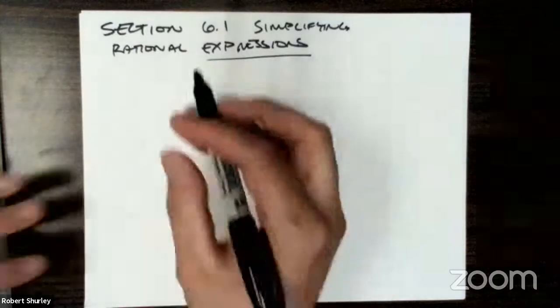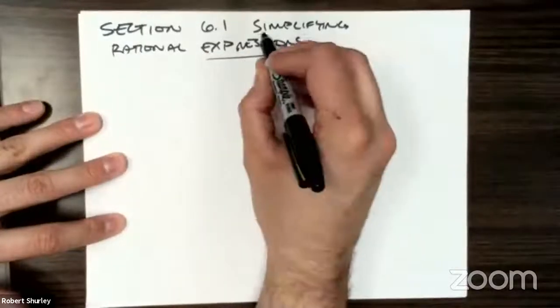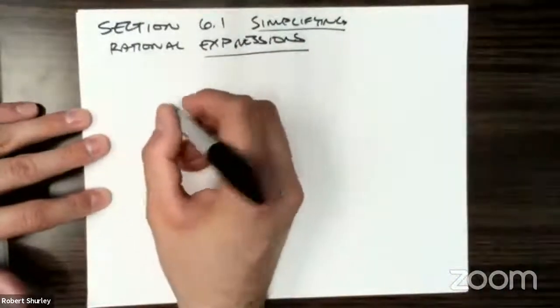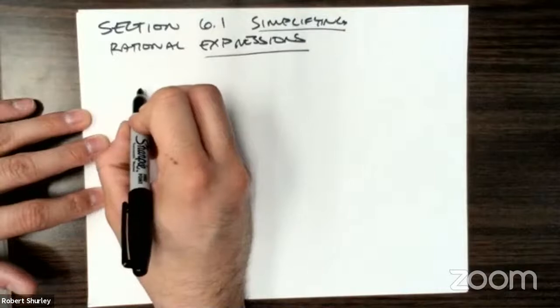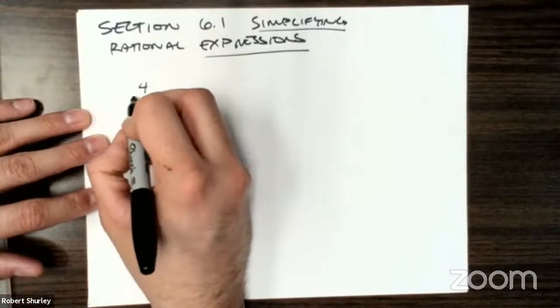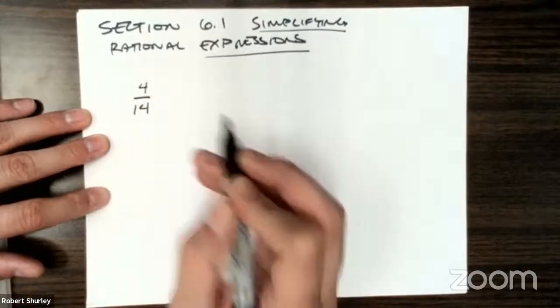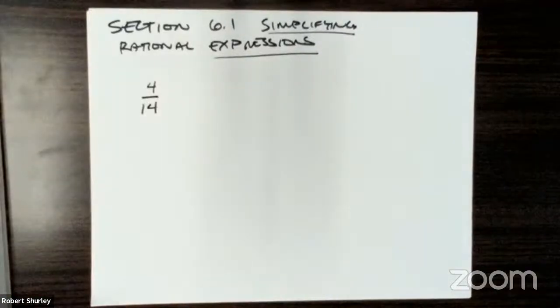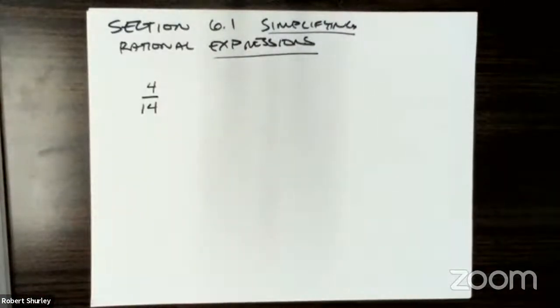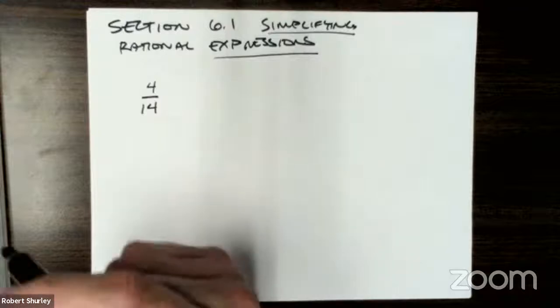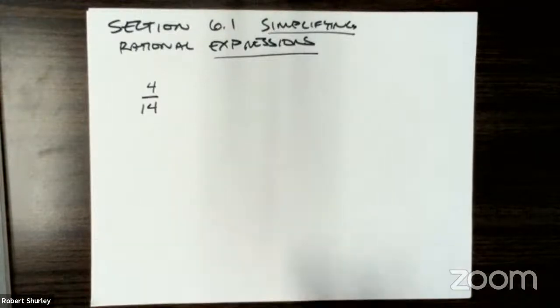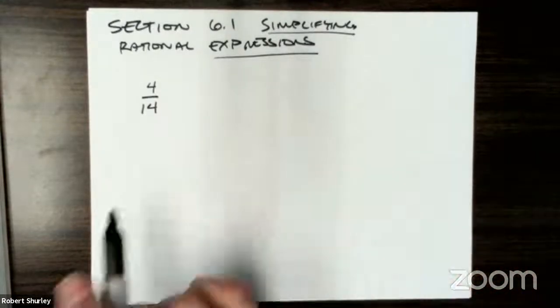Let's say we had something like 4 over 14. Now, hopefully you see both of those are divisible by 2. We just divide by 2 on top and bottom and we're done. And that's great for simplifying a fraction.